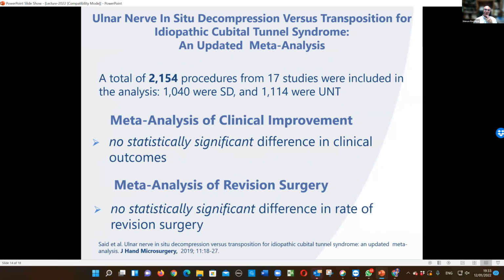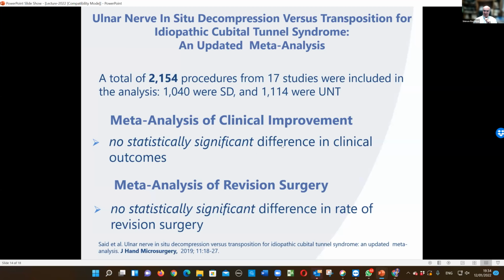And the last study, a huge study, was published in 2019 and analyzed 2,154 procedures from 70 studies, simple decompression versus ulnar nerve transposition. A few results of this study. First of all, meta-analysis of clinical improvement: no statistically significant difference in clinical outcome between both methods.